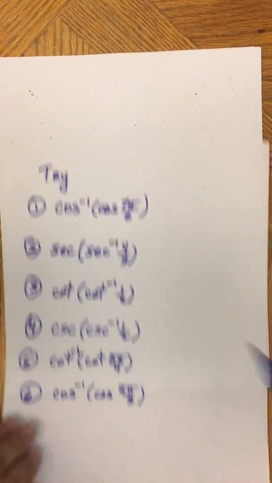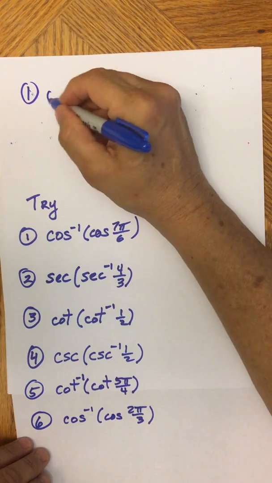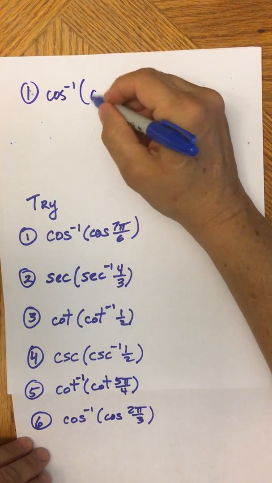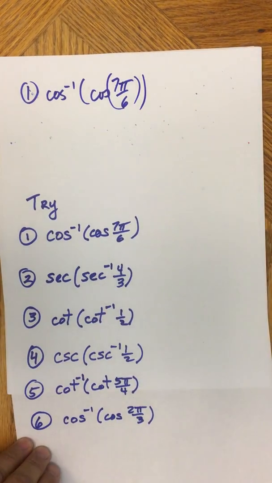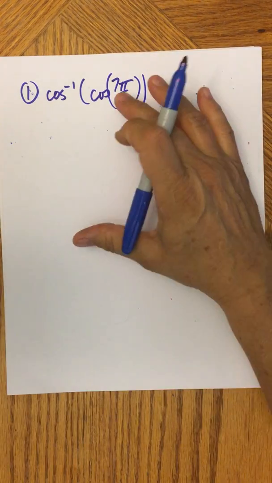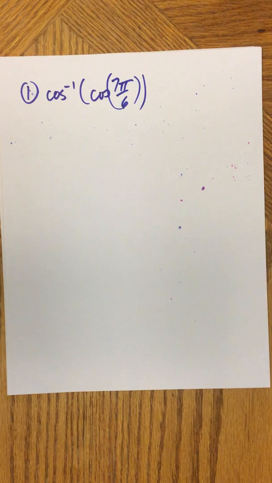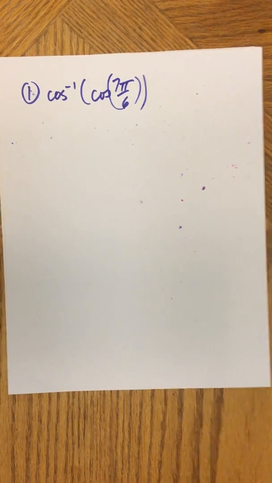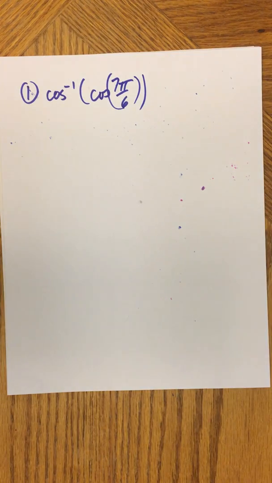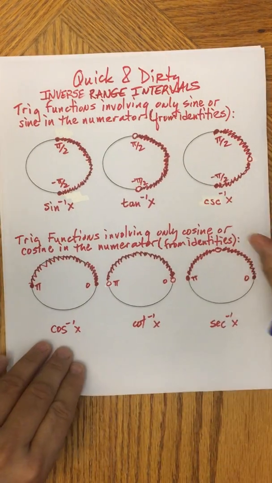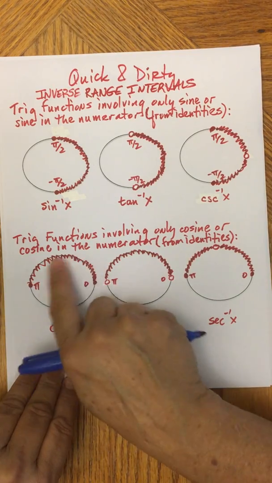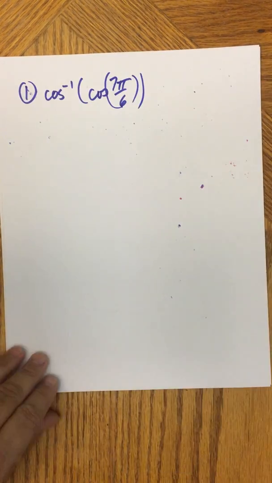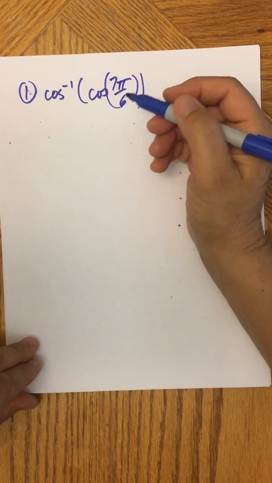All right, so for number 1, inverse cosine of 7 pi over 6. All right, so this is one where you can evaluate it. Is it inside the range, the accepted range? No, because 7 pi over 6 is over here. So we're going to have to evaluate the function first and then evaluate the inverse function.